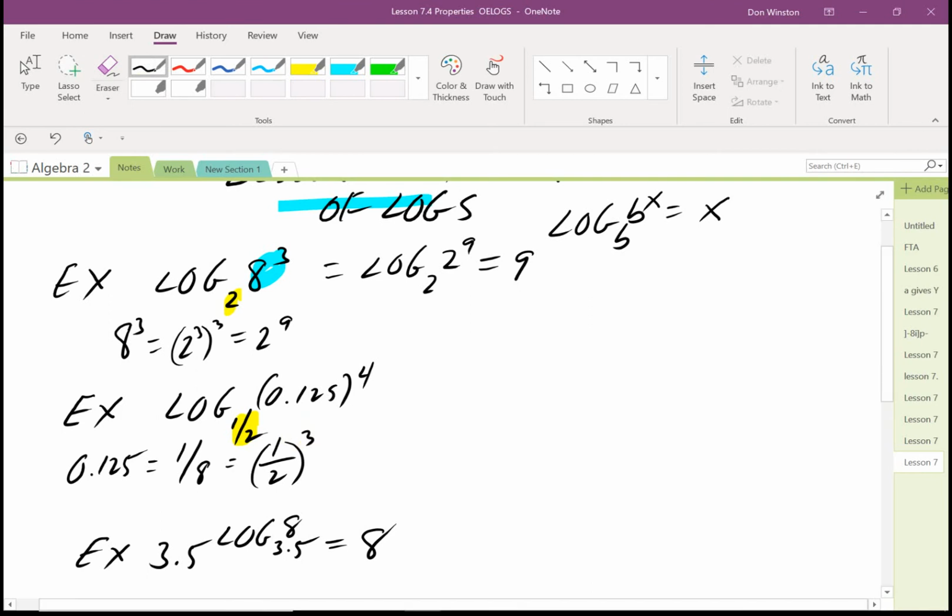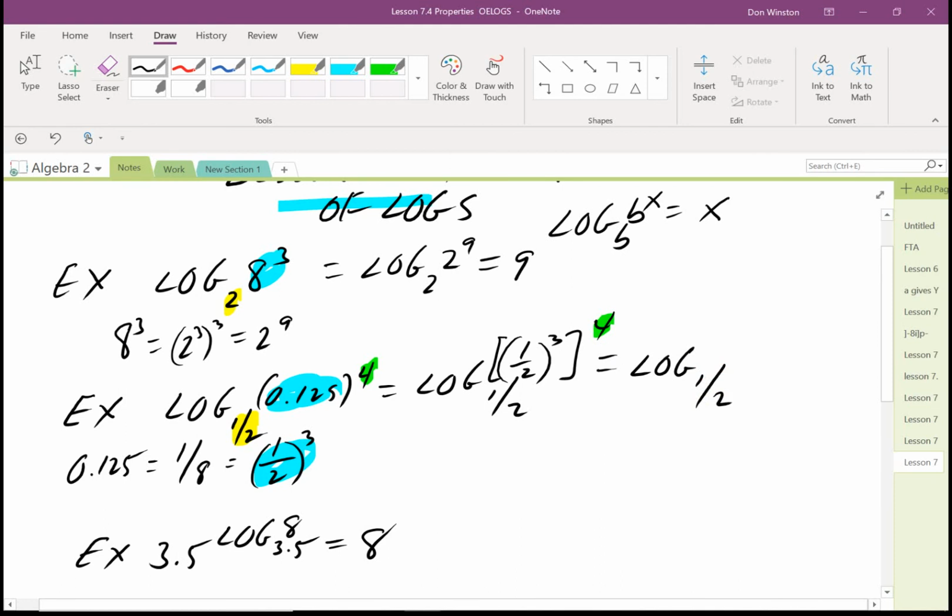So 0.125 becomes 1/2 raised to the third. So this will equal log base 1/2 of 1/2 raised to the third, but now we need to raise that to the fourth because there's our 4 right there. Can't forget that. Again, we're taking a power, 1/2 to the third, and raising it to the fourth, so this will equal 1/2 raised to the 12th, which just equals 12.